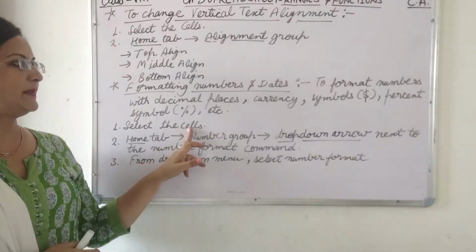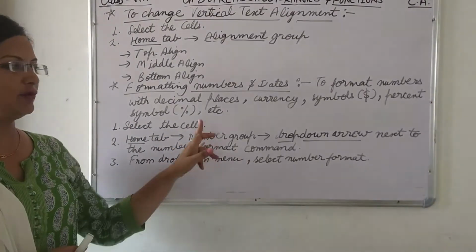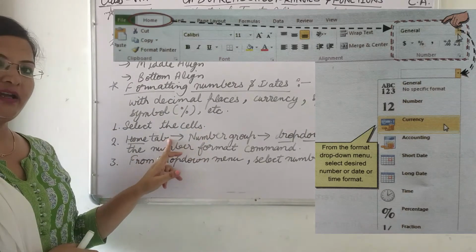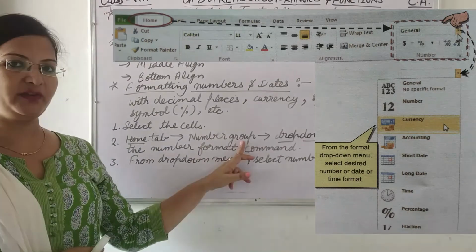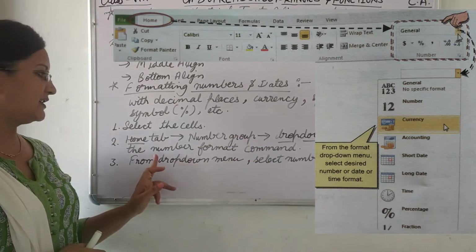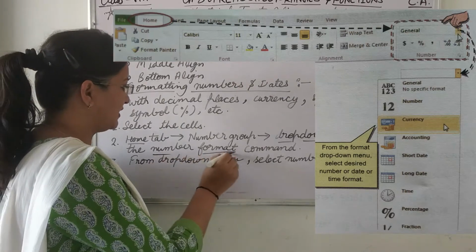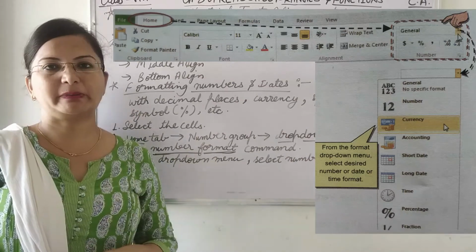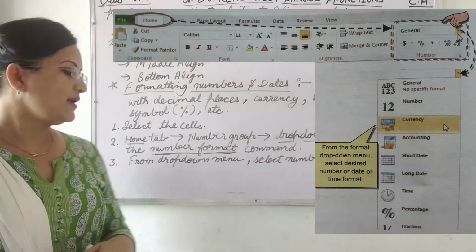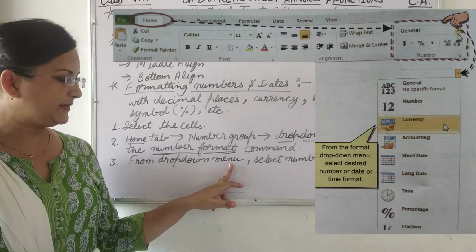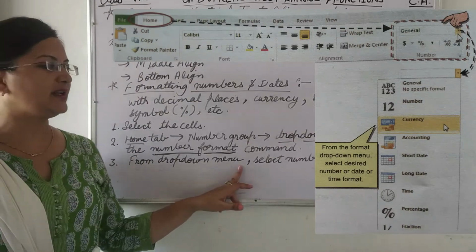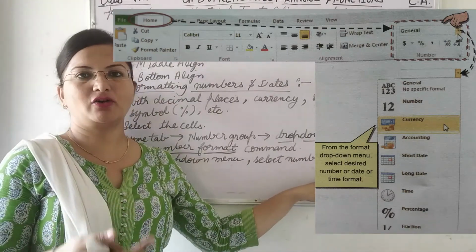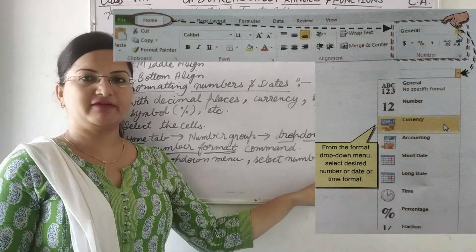So if we have to format the date and numbers, then we have to follow these steps. First of all select the cells, then go to home tab, and go to number group, and there we will get the number format command. Near the number format command there is a drop down arrow. By default general will be selected. You have to click on the arrow, and then a drop down menu will appear, and from that menu you have to select the number format or date format like long date, short date or currency format, etc.